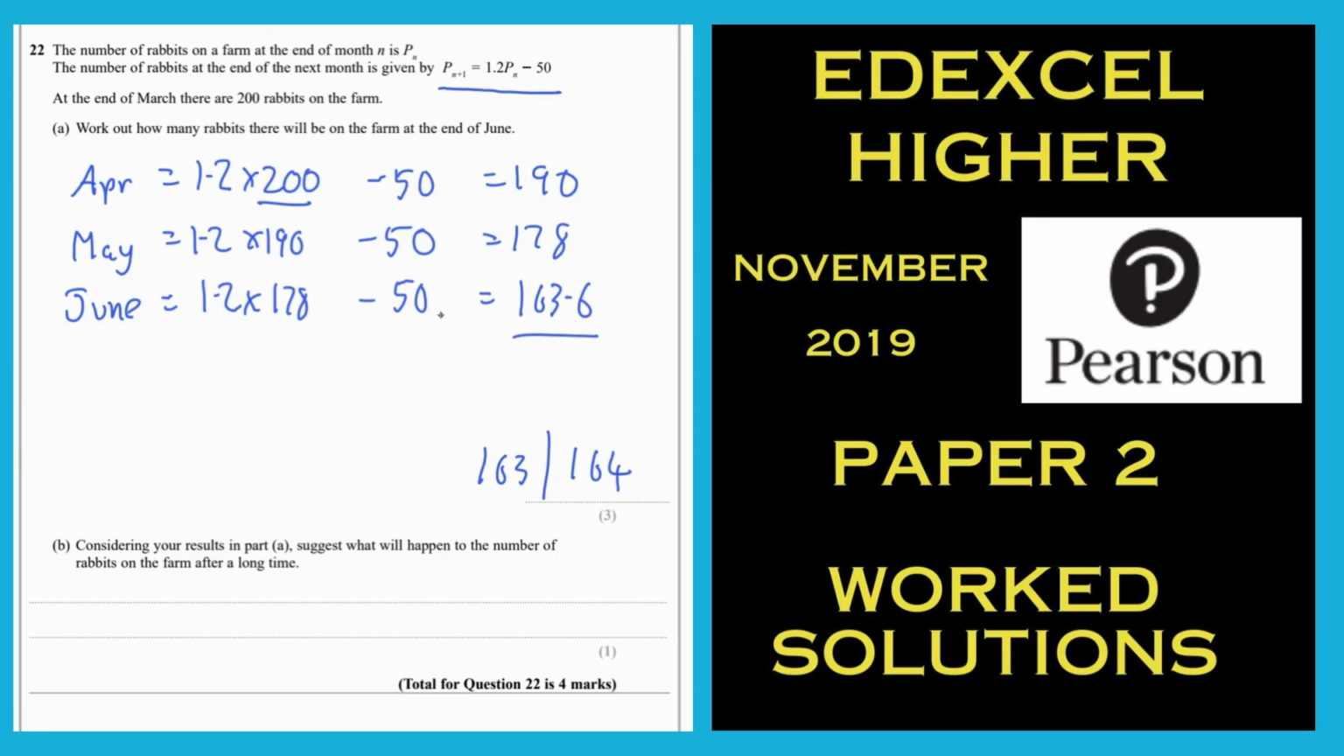Considering your results, as you can see, what will happen to the number of rabbits after a long time? In my worked answers, I've actually argued that basically they'd die out. But maybe you don't want a sad story like that, so you just want to say something like, over a long period of time, it will continue and continue to decrease just by less and less each month. But I did put, eventually these rabbits are doomed. They're going to die out.